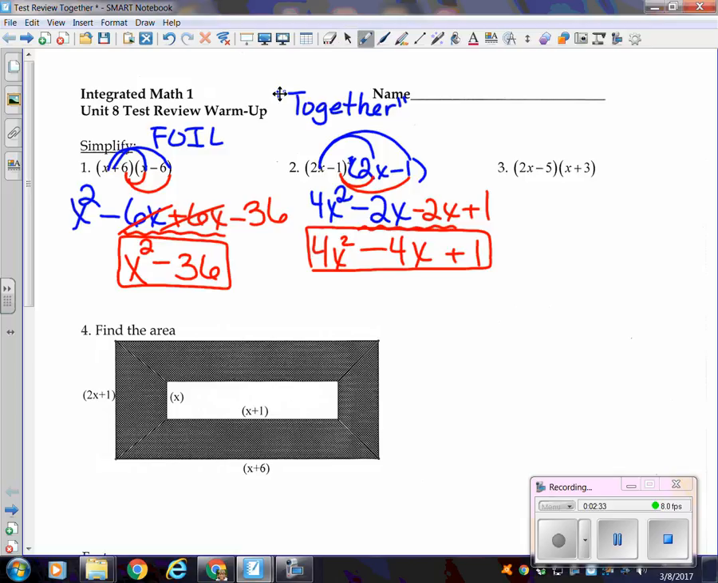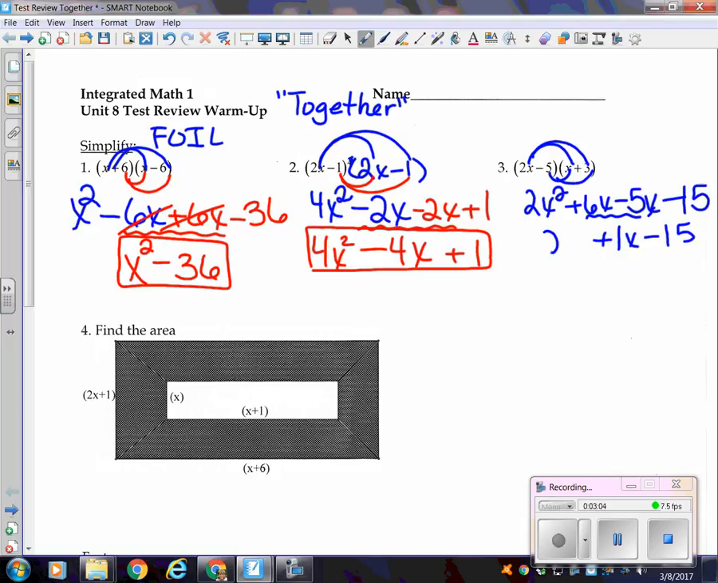The last one, FOIL method again, or a lot of times I like to call this the lobster claw. First times the first, I get 2x squared. 2x times 3 is +6x. -5 times x is -5x. And then -5 times +3 is -15. Now my like terms are in the middle. I can add as long as I have the same letter and the same exponent. 6x minus 5x is plus 1x, minus 15, and 2x squared in the front. Okay, that's my answer. Okay, that is supposed to be an x.